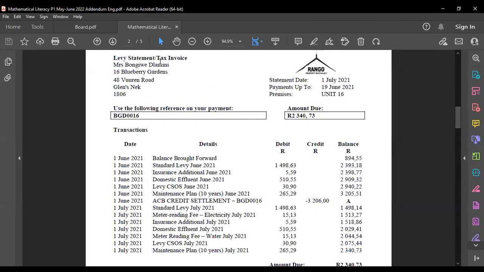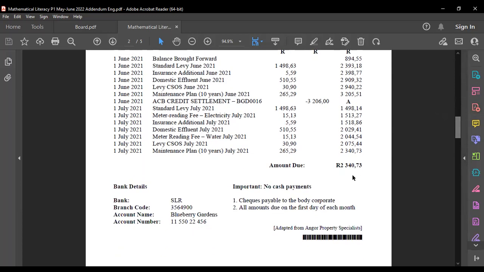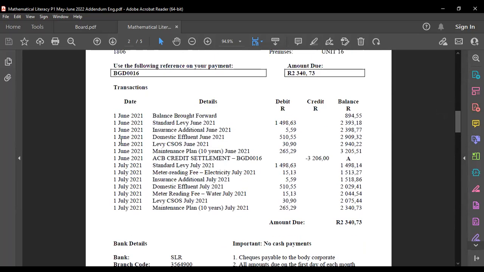It's a levy statement invoice for someone called Bongiwe Lamini. This is the address. If you are asked for the address, it's here, and the statement is from which day to which day. This is where it is. Premises, this is her unit. This is the reference payment number and the amount due. It's this much, and you can check that it's the same amount down here. You take note and take it seriously. These are the dates.